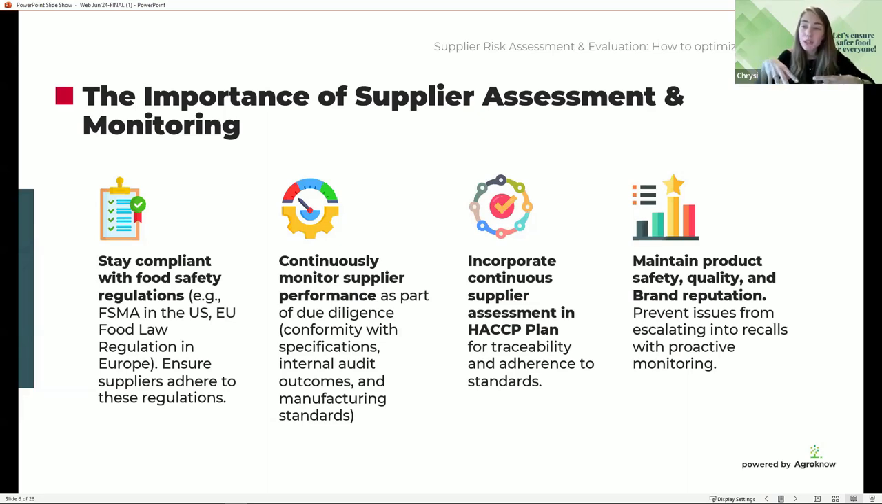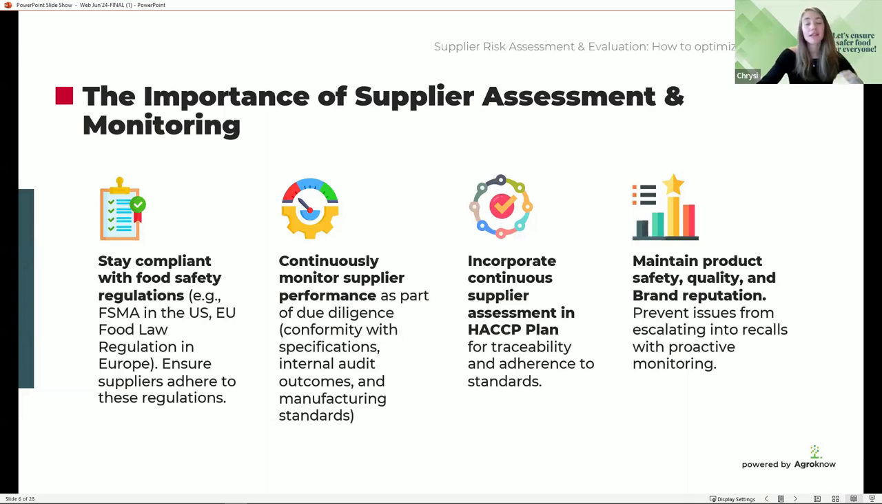Secondly, it is part of their due diligence to continually monitor their suppliers' performance. And of course, this involves more than just an initial assessment of their suppliers. It requires ongoing vigilance in order to ensure that suppliers continue to consistently meet the product and ingredient specifications, and achieve satisfactory outcomes in their internal audits. By regularly monitoring supplier performance, companies can detect deviations earlier and ensure that their products ultimately remain safe.